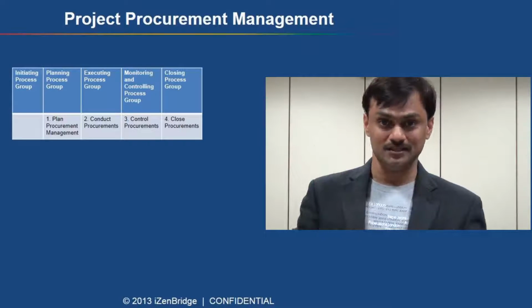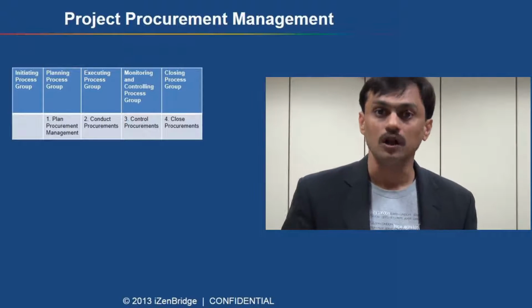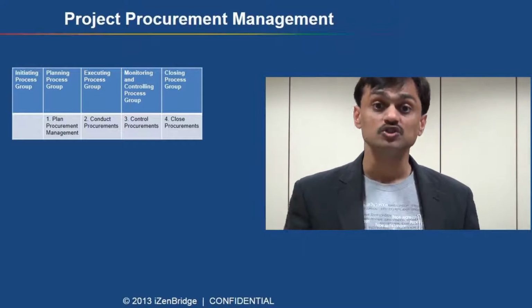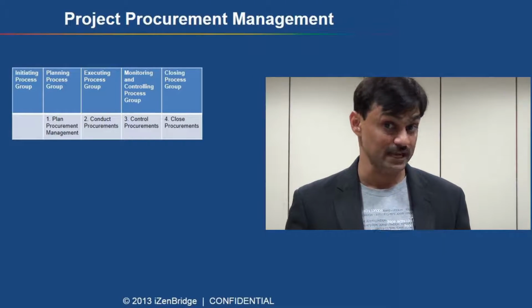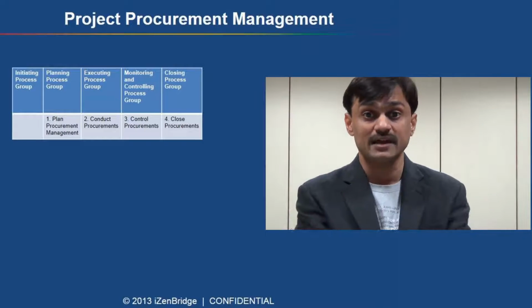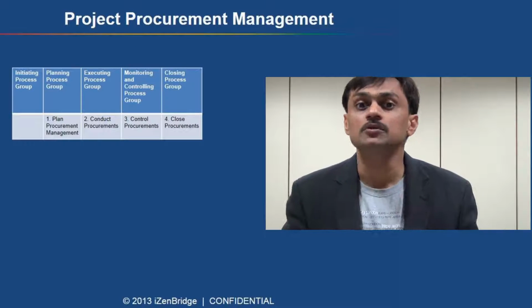So we start with plan, we make a procurement plan, we try to identify what all work we are going to outsource. Why are we going to outsource? Because we do a make or buy decision kind of analysis. We also try to identify what criteria we should be using when we select a vendor. So after making those plans, we conduct procurement.